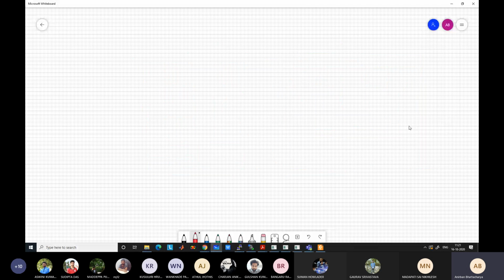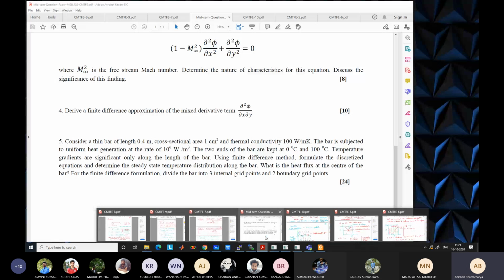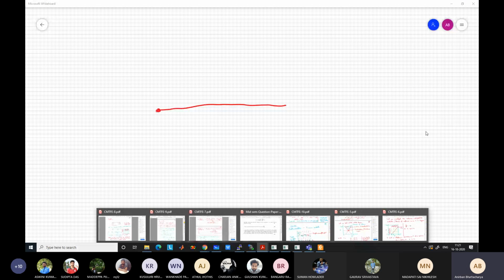So you have this. 3 internal grid points are given, right? Let me check. 3 internal and 2 boundary grid points. Yes, sir. Okay, so it's a very simple problem. If it was more grid points, your calculations will be longer, because you say time is short.